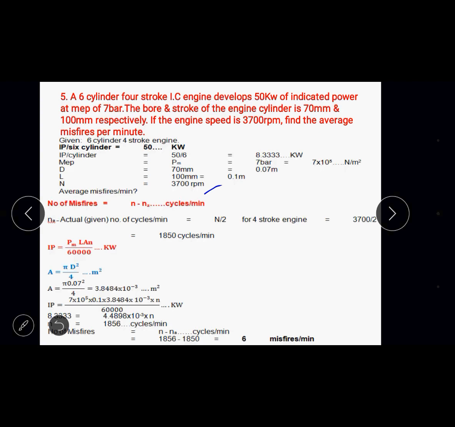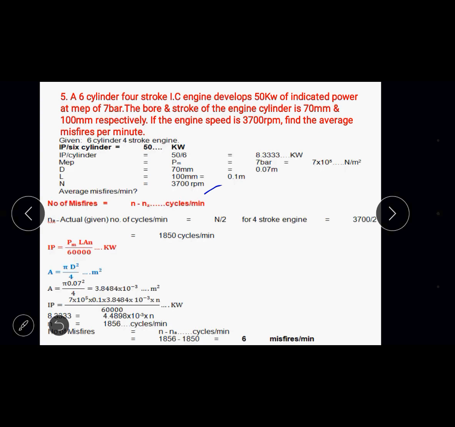Its formula can be calculated with the help of the cycles of the piston: small n minus small n subscript a. There are two types of small n over here, one is the theoretical and the other is the actual. Here na stands for actual. Actual means the given number of cycles per minute. Whatever cycles you find in the statement of the problem indicate the actual cycles.